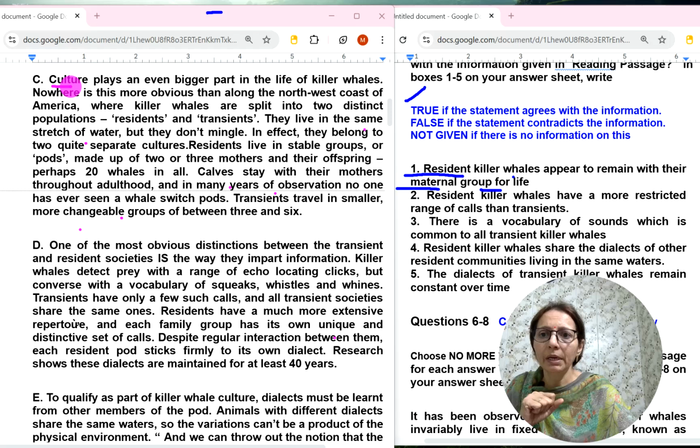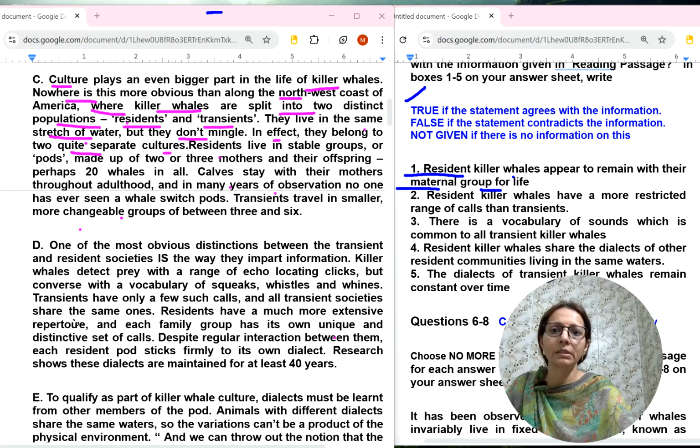In paragraph C I am still looking for resident killer whales. Killer whales are again split into two distinct groups, and now the word resident is there. They are talking about two types, transients and residents. They live in the same stretch of water but they don't mingle. In effect, they belong to two quite separate cultures. Residents live in stable groups or pods made up of 2 or 3 mothers and their offspring.